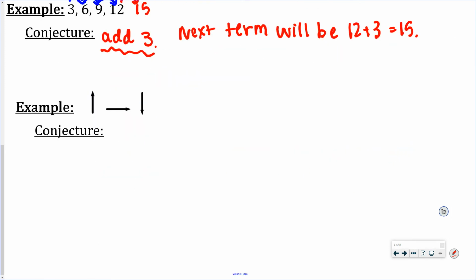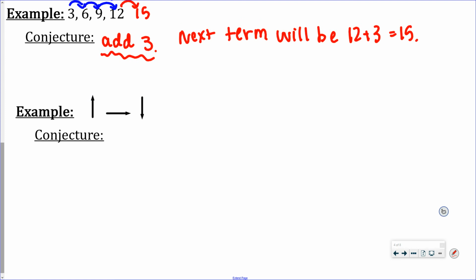All right, let's look at one more simple example, then we'll step it up a notch. So I have these arrows. First one's facing up. Second one's facing to the right. Third one's facing down. What pattern do we notice here, Alex? They just turn clockwise. Exactly, yeah. Turn clockwise. I like that. Rotate 90 degrees. Turn clockwise. That's a good one.